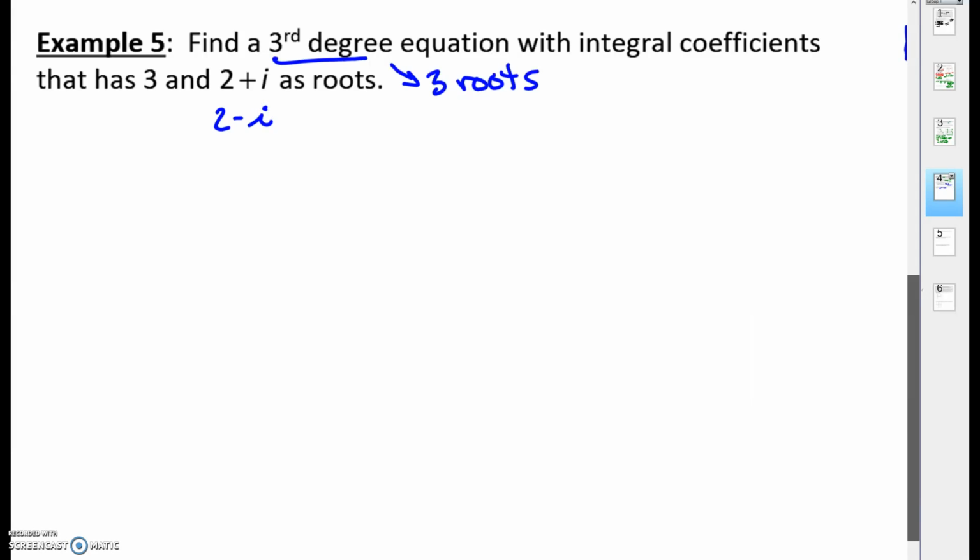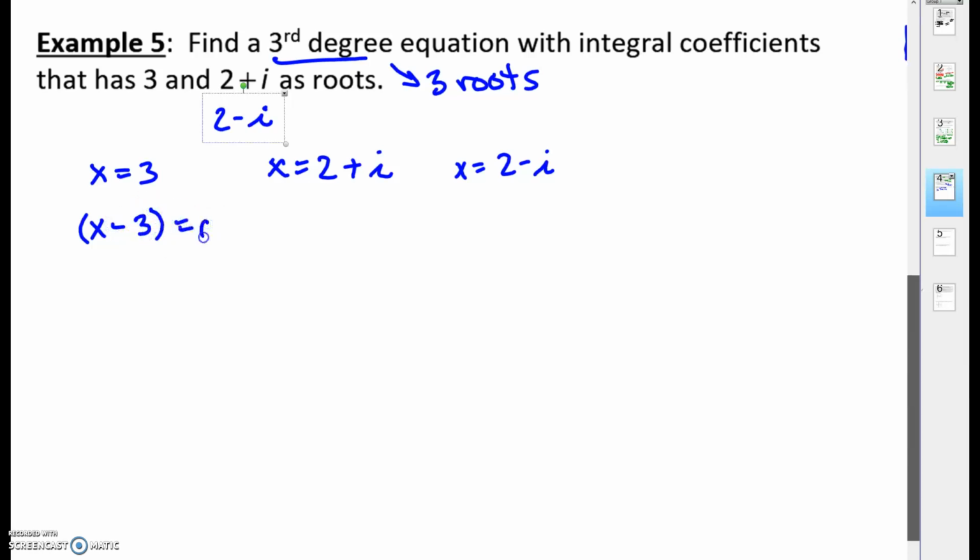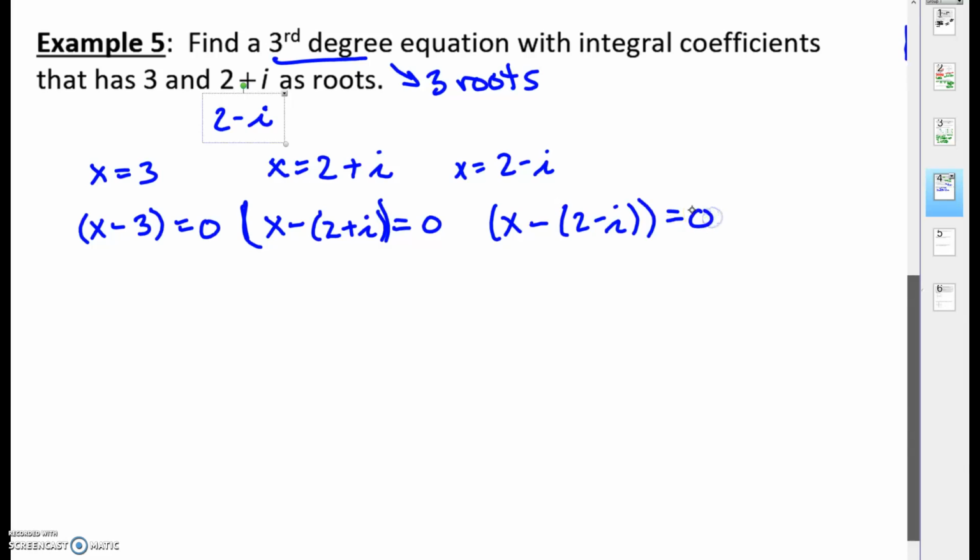So if I want to figure out the equation, that means at some point you had x equals 3, x equals 2 plus i, and x equals 2 minus i as your roots. So if I were to work backwards, that means here we should have gotten x minus 3 equals 0, and x minus (2 plus i) equal to 0 as an equation. That should be in parentheses. And x minus (2 minus i) equals 0 as one of your factors. So when we string these all together, x minus 3 times, I'm going to distribute that, so I get x minus 2 minus i times x minus 2 plus i equal to 0.